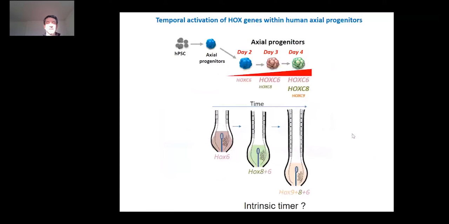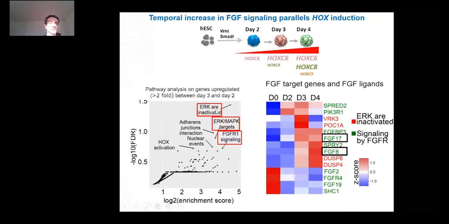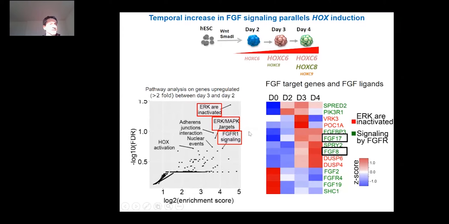So this suggested that there's a sequential activation of Hox genes and suggested the possibility of an intrinsic timer progressing in this axial progenitor. However, when we further analyzed the transcriptomic data by performing a GO annotation on upregulated genes between day 2 and day 3, we observed a significant enrichment for annotations indicating an activation of the MAP kinase ERK pathway, which is often downstream of FGF signaling.